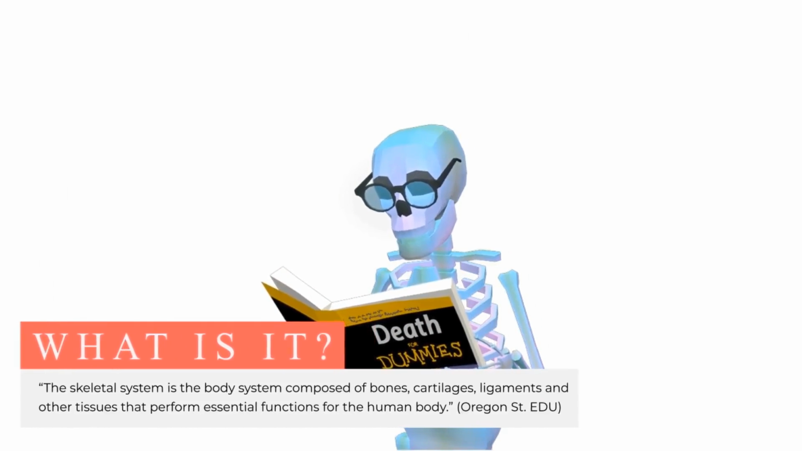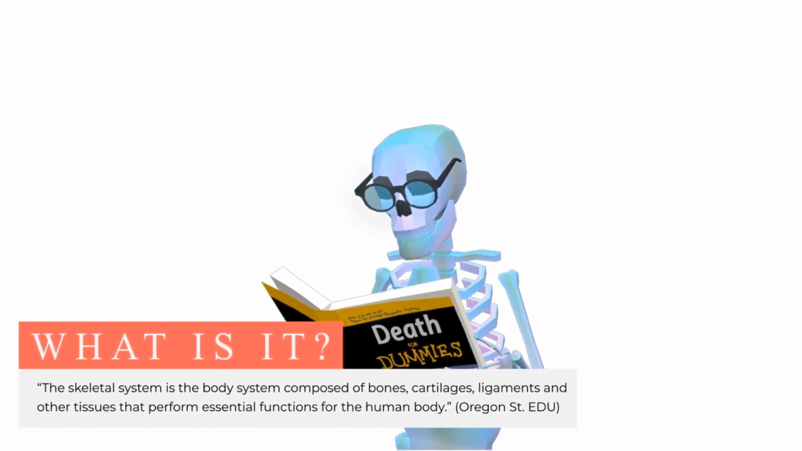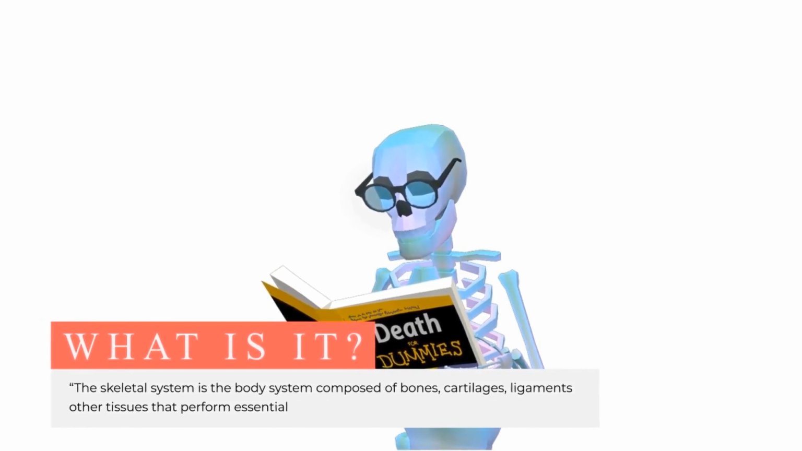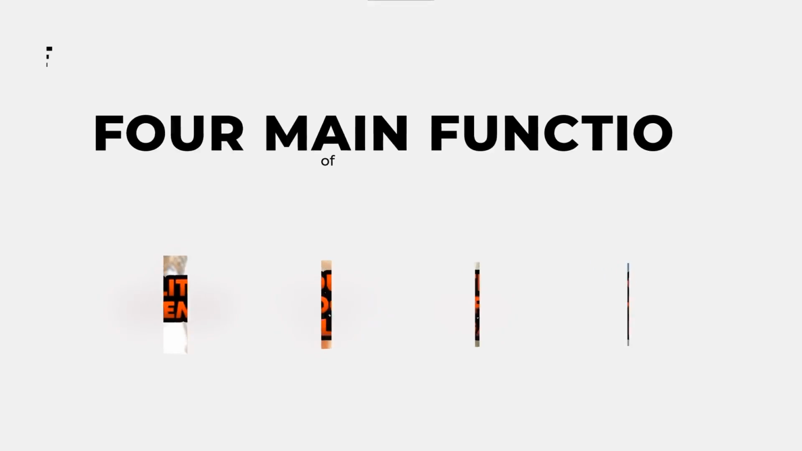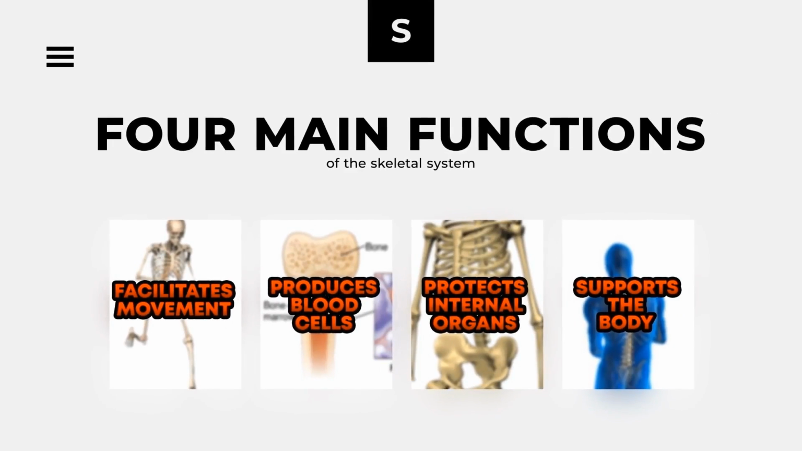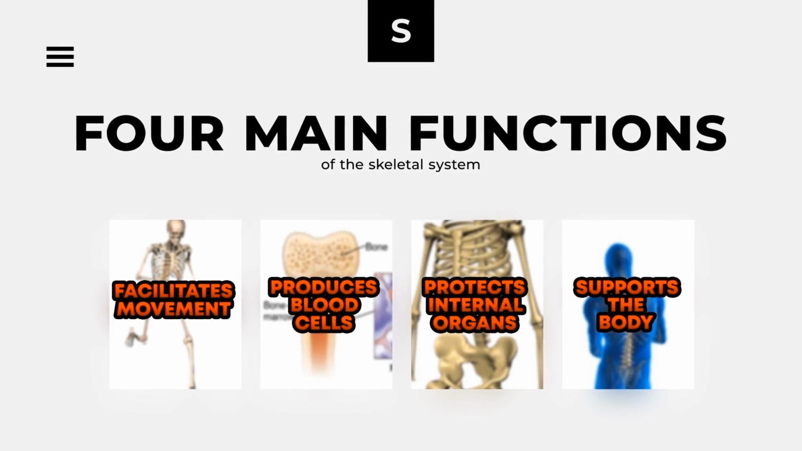The skeletal system is the body system composed of bones, cartilages, ligaments, and other tissues that perform essential functions for the human body. The four main functions of the skeletal system are: it facilitates movement, produces blood cells, protects internal organs, and supports the body.